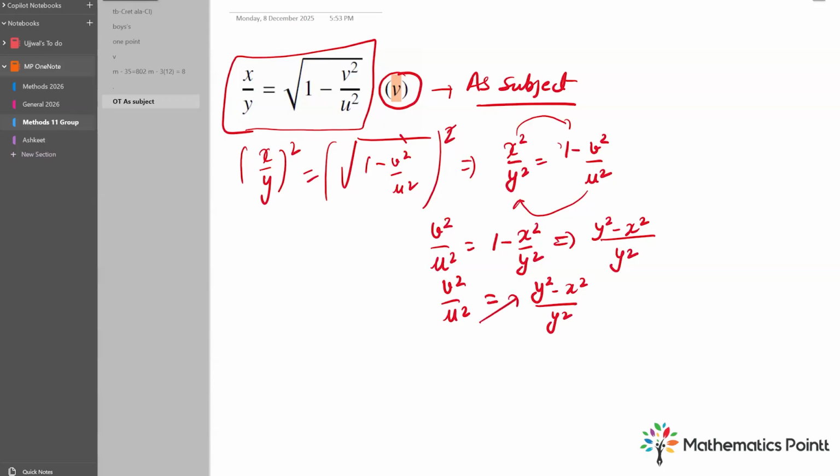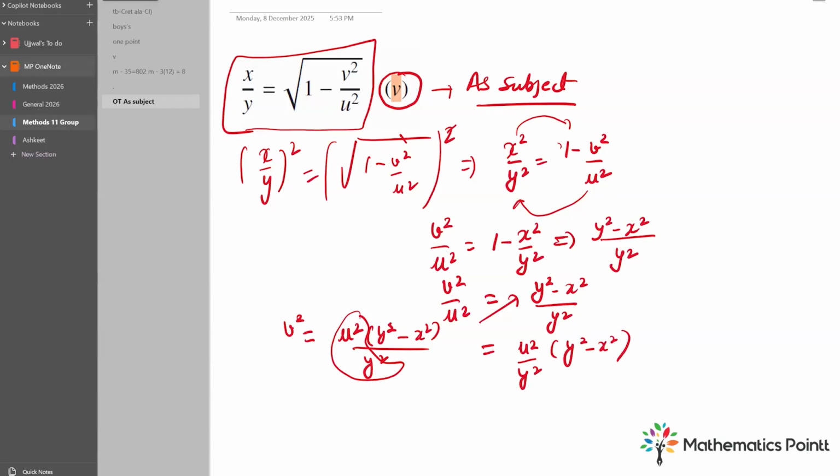Now, let's take this u square on top. So I say v square equals u square times y square minus x square over y square. And even easier, let me just combine them into one fraction. I'll say u square over y square times y square minus x square, which was nothing but v square. Is this clear? Yeah. All right.